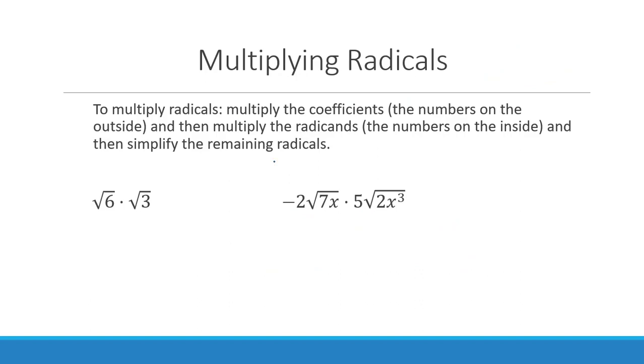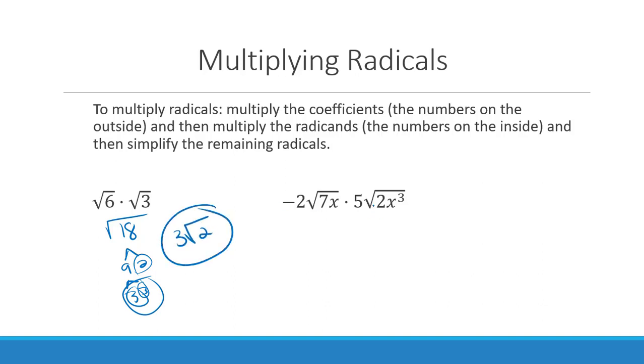Now to multiply radicals, you always want to multiply the coefficients, which are the numbers outside the radical, and then you want to multiply the radicands, or the numbers inside the radical, and then you want to simplify any remaining radicals. So unlike addition and subtraction, you can multiply any radicals. So like this one here, you have the square root of 6 times the square root of 3. Well, you don't have anything outside the radicals, but 6 times 3 would give you the square root of 18. Now, if you can reduce it, and in this case, you can take out a 3. And so we could rewrite this as 3 square root of 2 as our final answer.